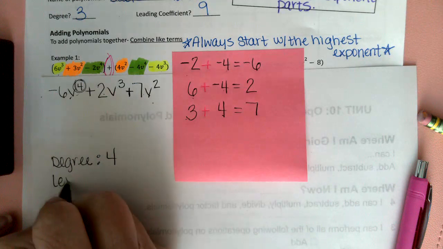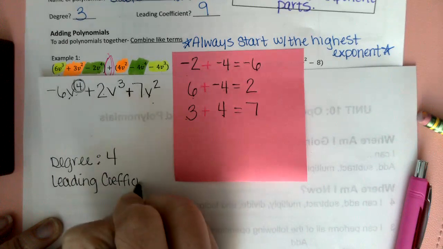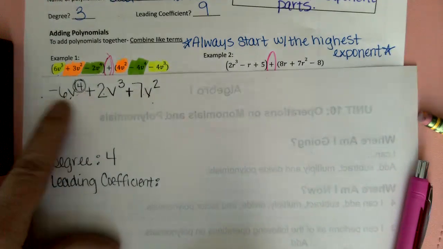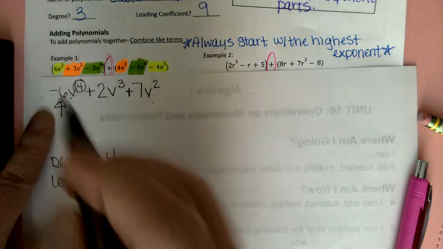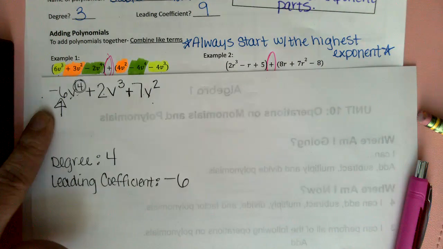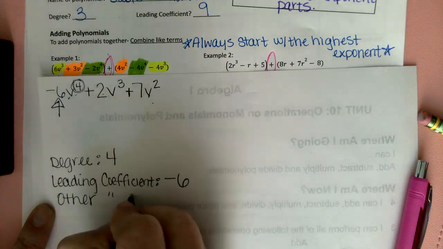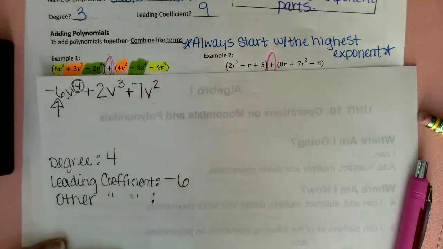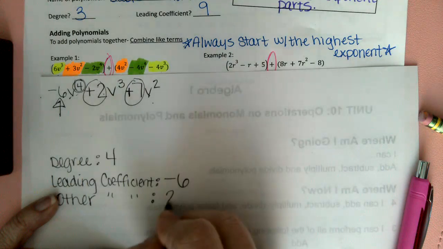The next one is your leading coefficient. My leading coefficient comes from the exact same term as my degree. So my degree was 4. I'm looking at this term, and that leading coefficient is the negative 6. The next line says other coefficients, and that other coefficient is other numbers that are in front of letters. So that would have been a positive 2 and a positive 7.